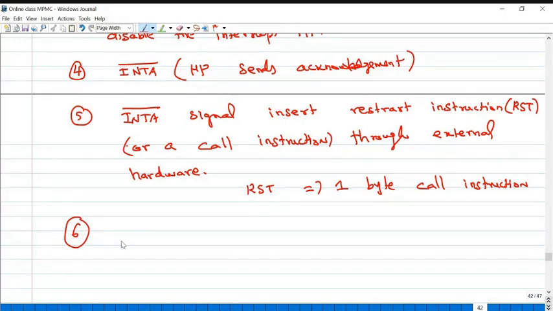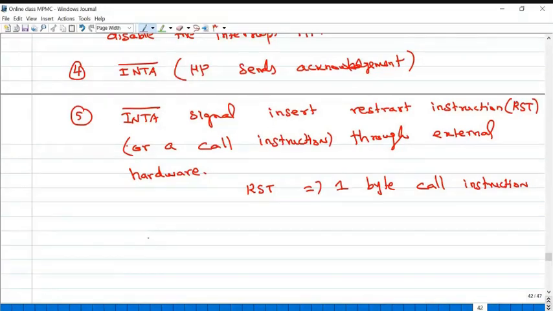Whenever a call instruction is executed, what will the microprocessor do? Please respond, anyone. It stores the next address in the stack, sir. Yes, it stores the address location of the next immediate instruction in the stack memory.